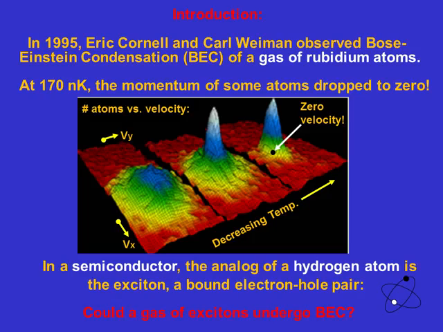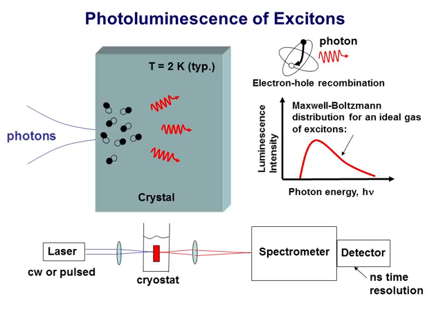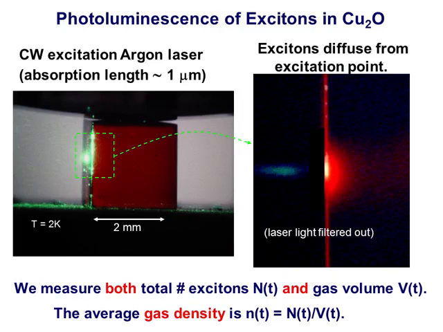Here's the experiment. The crystal is cooled to 2 degrees Kelvin and excited by a laser, creating excitons which diffuse from the surface. The electron and hole in an exciton recombine, emitting a red photon. At low excitation levels, the spectrum exhibits a classical distribution of energies at the crystal temperature.